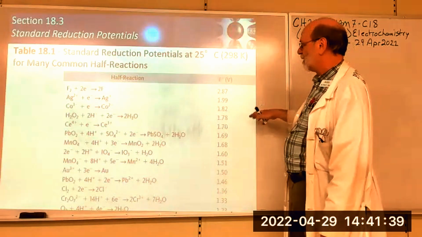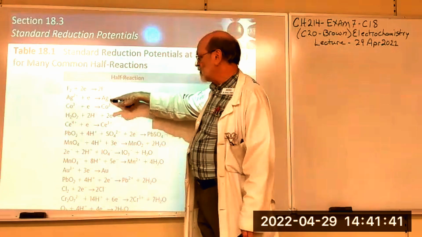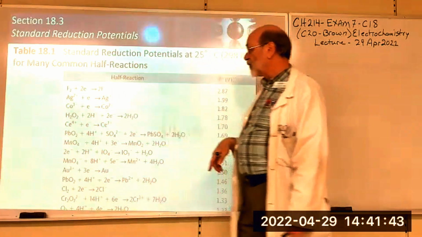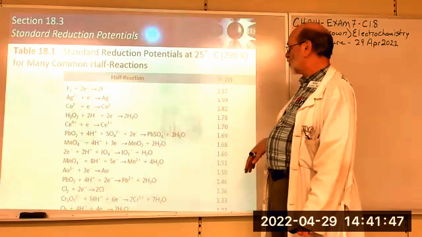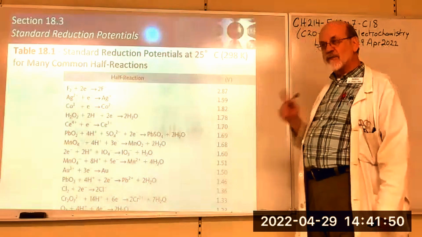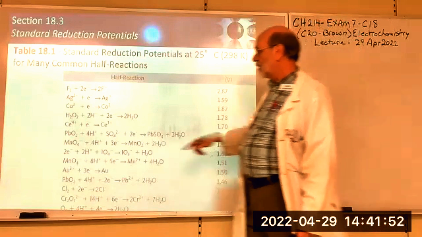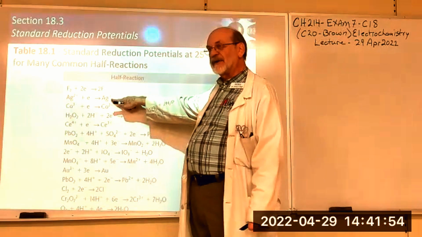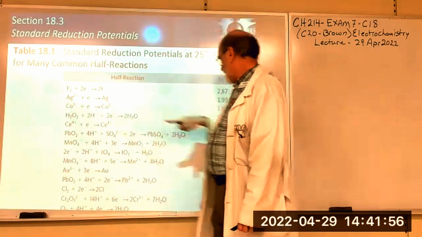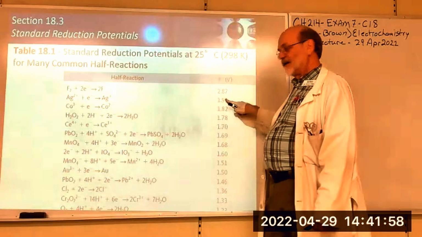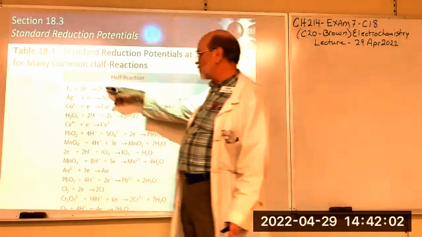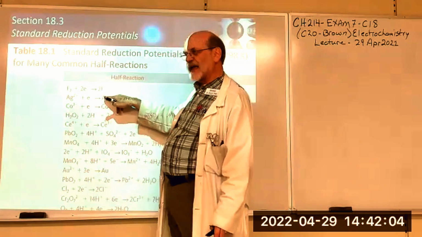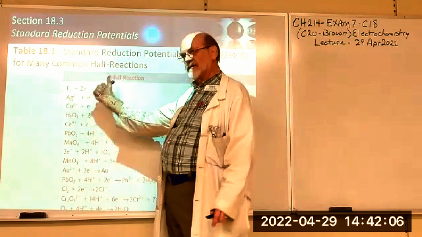So if we combine these first two, they're both reduction now. One of them has to be oxidation. So which one would be oxidation and still give you a positive value? You would take this one and flip it and make that negative. Then when you subtract that from that, you still get a positive value. So this would be the reduction, the cathode. This would be the anode, flipped.